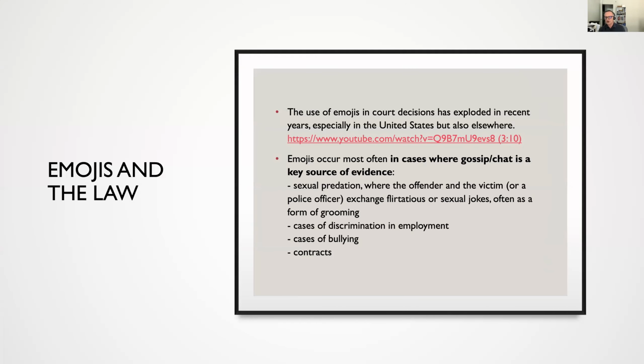Emojis occur most often in cases where gossip or chat is a key source of evidence. So cases of sexual predation where the offender and the victim or a police officer exchange flirtatious or sexual jokes, often as a form of grooming. I'll show you a case that involved that. Cases of discrimination in employment, cases of bullying, and contracts. Based on the articles that I read, and I'm not an expert in this field, that seems to be where emojis are often cropping up.